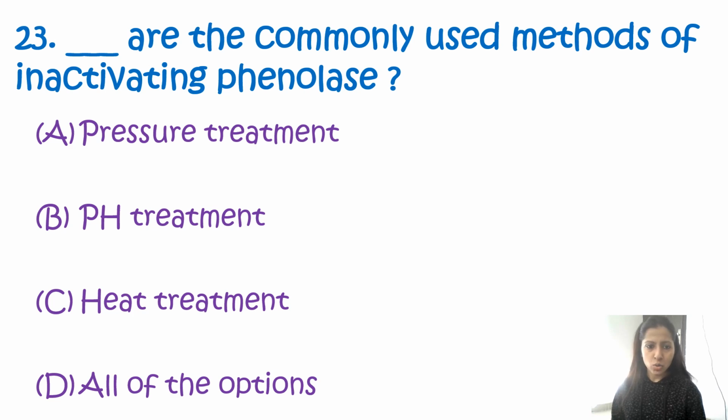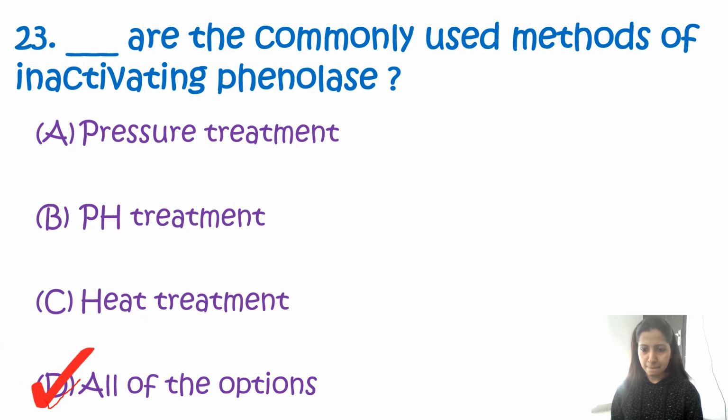Phenolase is an enzyme that causes browning in fruits and vegetables. There are several methods for inactivating the phenolase enzymes. This includes pH treatments, heat treatments, and pressure treatments. Actually, when we heat it for a short time, say at 60 degrees Celsius, it inactivates the enzymes. So my correct option will be option D, that is all of the options.